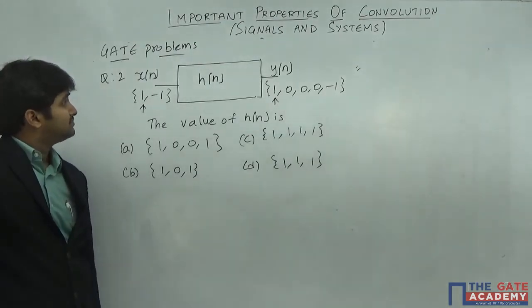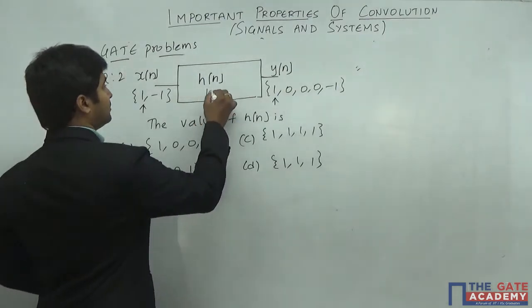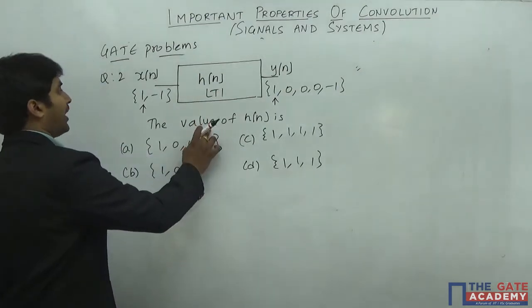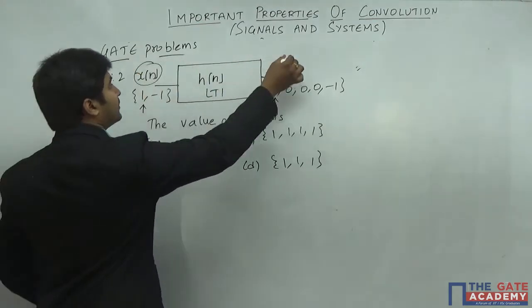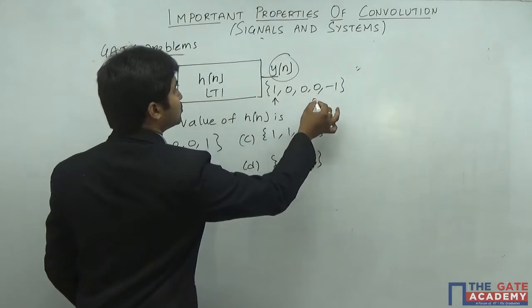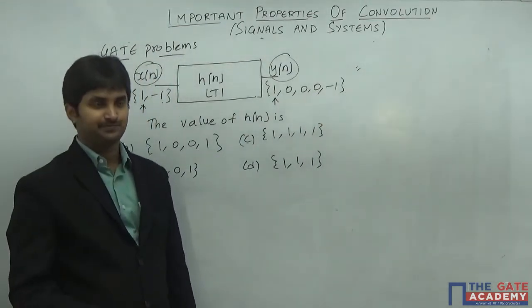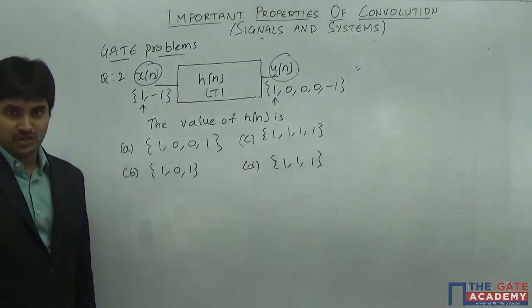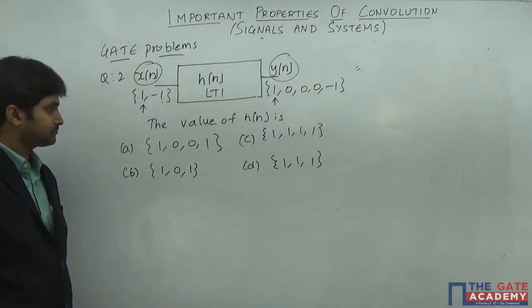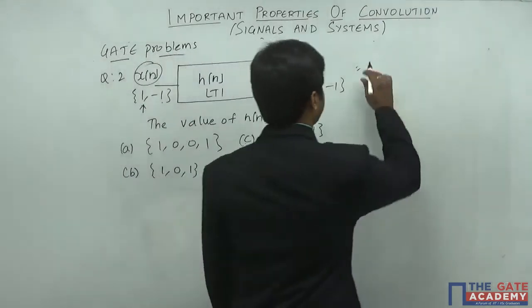So students, here given it is an LTI system whose h of n is what we have to find, given the values of x of n and y of n. X of n is 1 comma minus 1 and y of n is 1 0 0 0 minus 1, and we have to find the h of n. You can pause the video and try to solve this particular problem. Let us see the solution here.